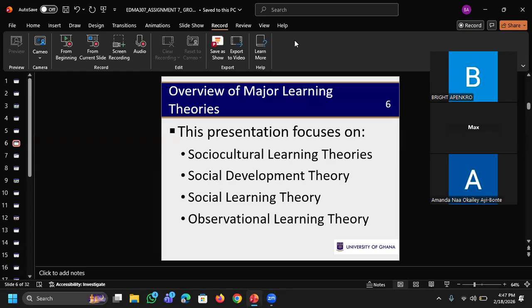All right. Hello, good day, and welcome. This is group one doing a presentation on inclusiveness. We are looking at the sociocultural learning theories: the social development theory, the social learning theory, and the observational learning theory.